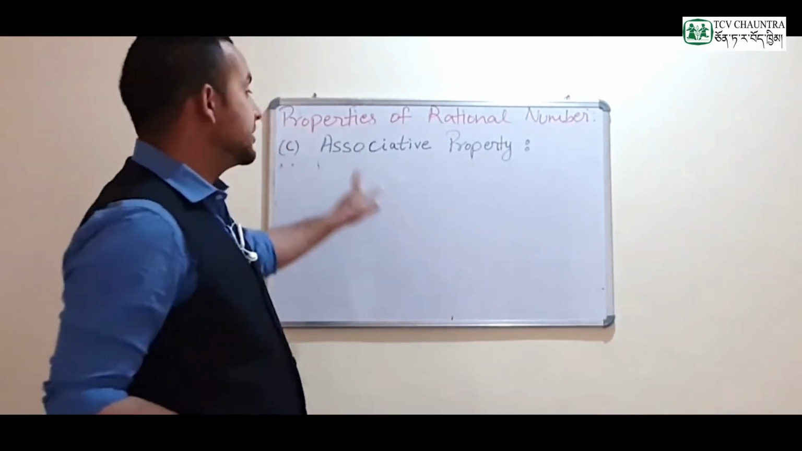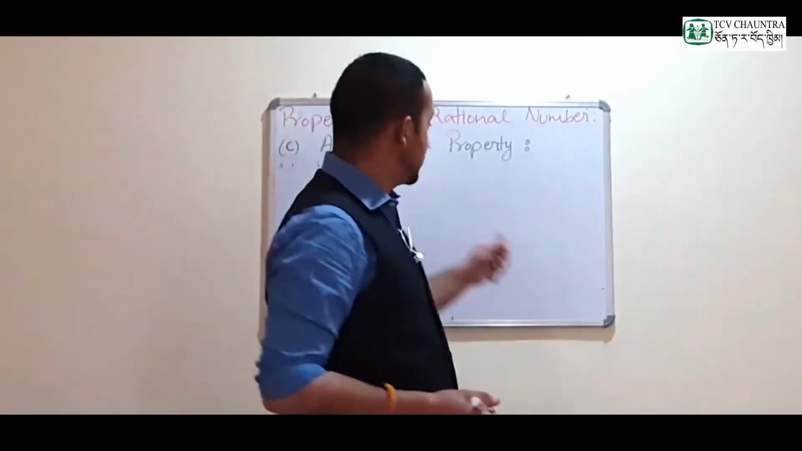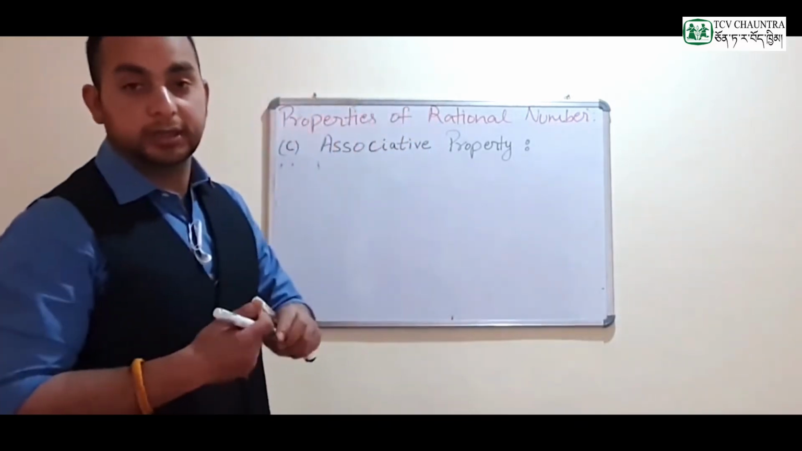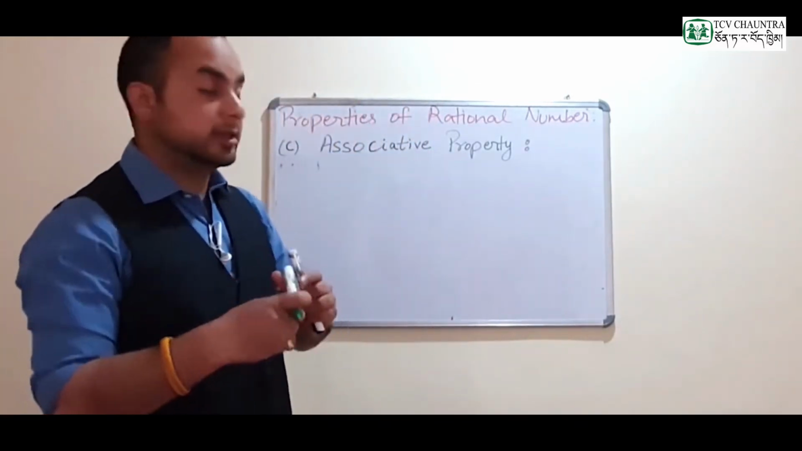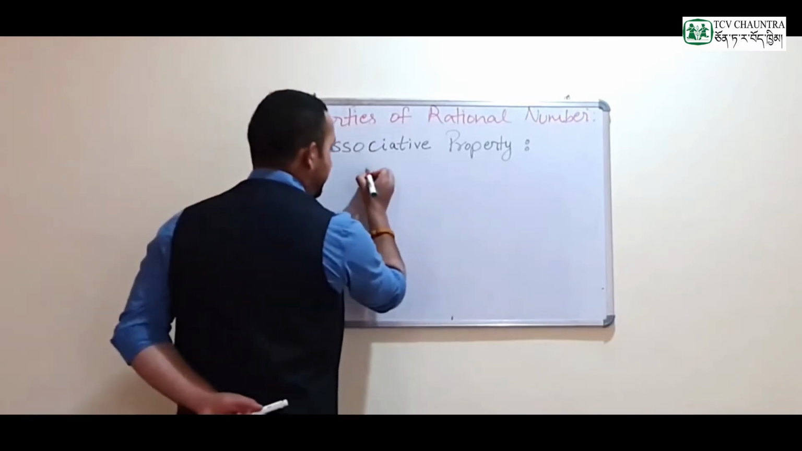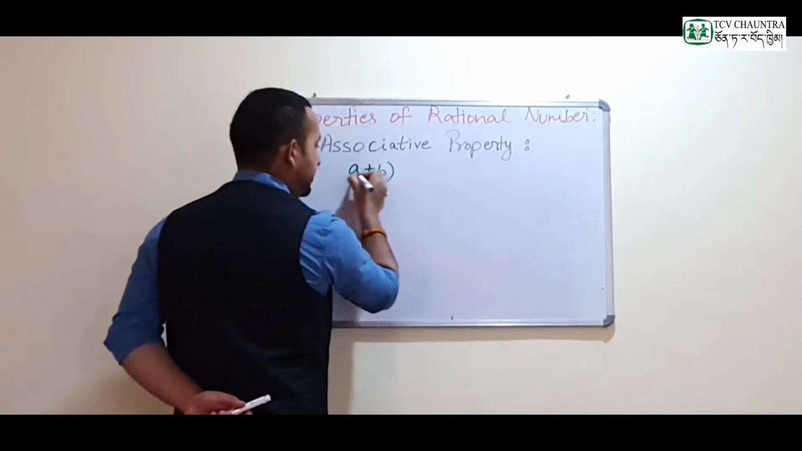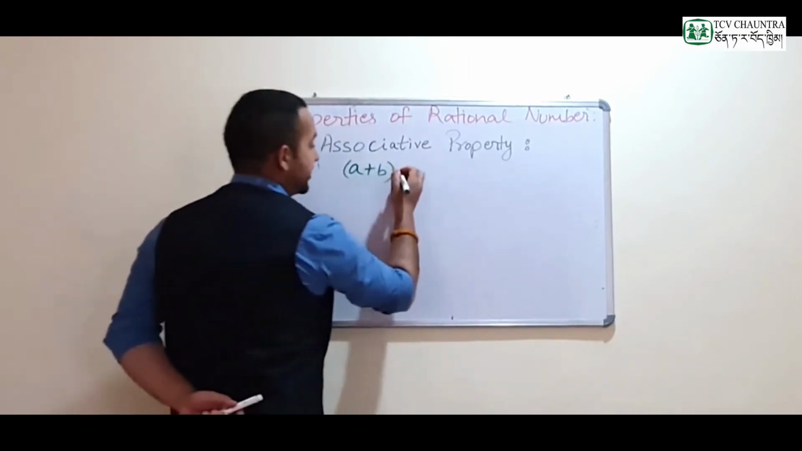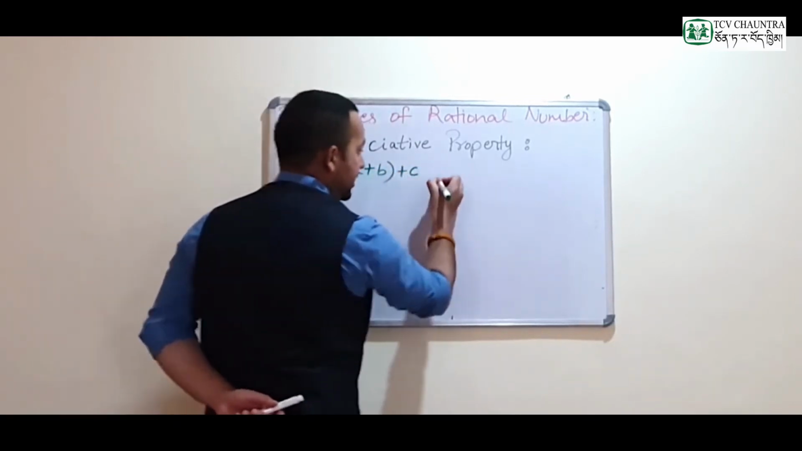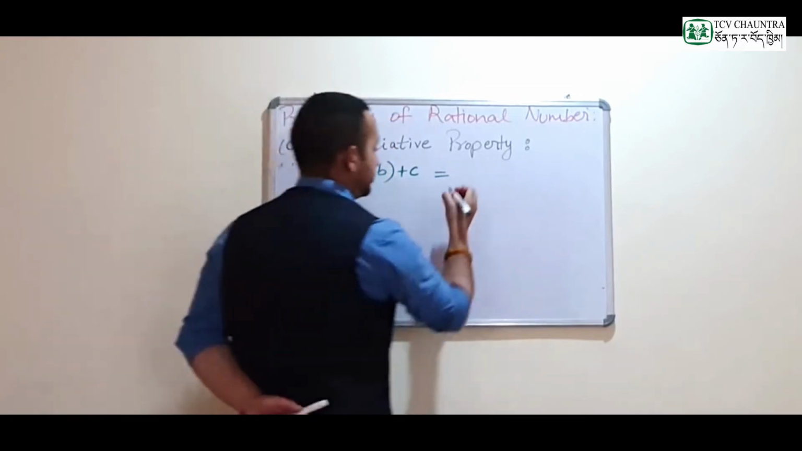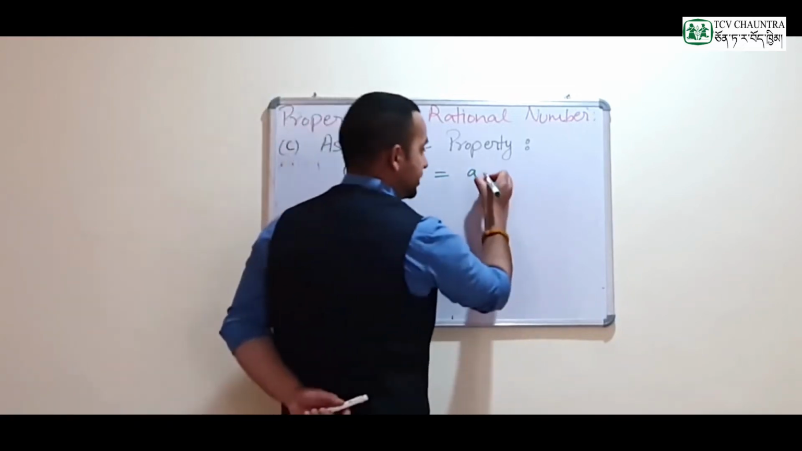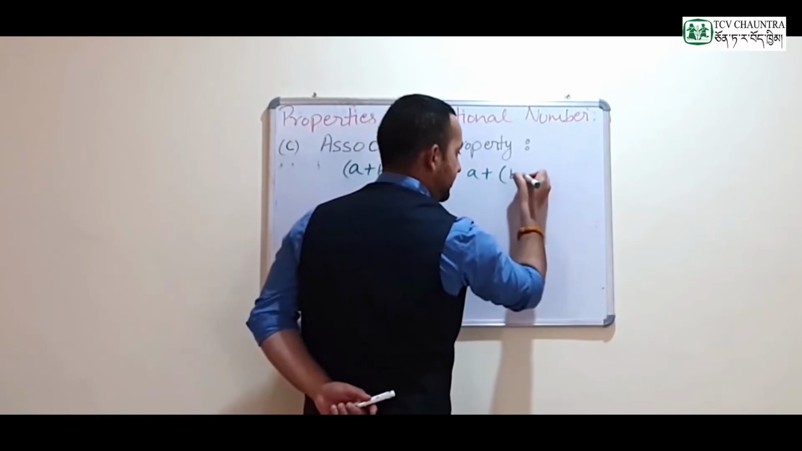Let's discuss the third property, that is associative property. The associative property says (A + B) + C is equal to A + (B + C).